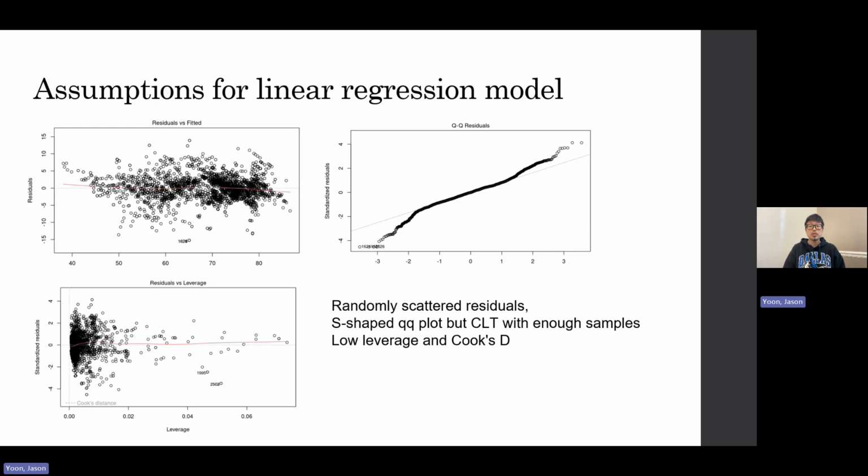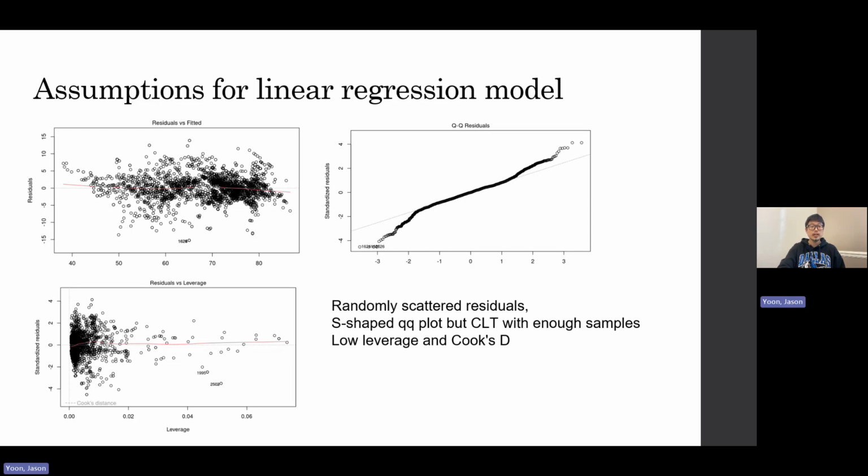Also, in the QQ plot on the left side, you see a slightly S-shaped QQ plot, but we can lean on the central limit theorem because our data set has enough samples. So our data set meets the normality assumption for our linear regression model.